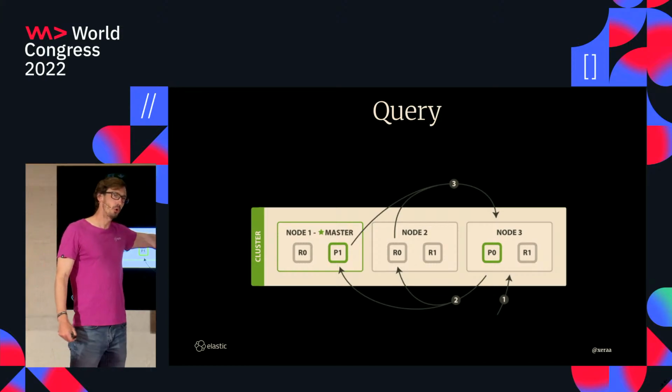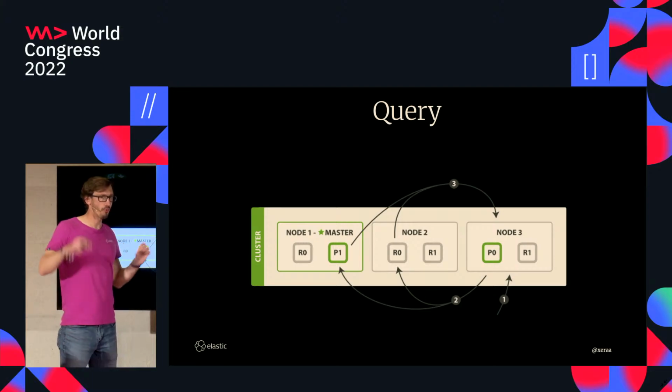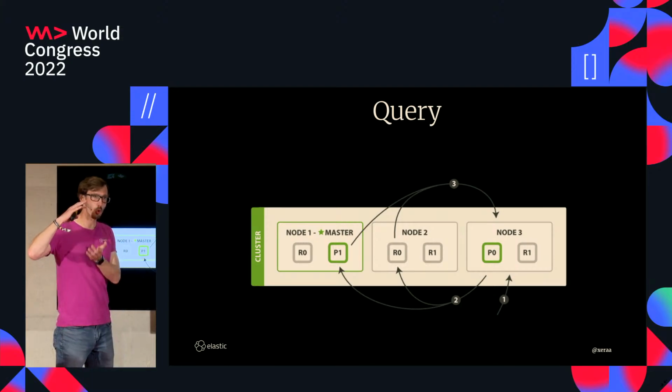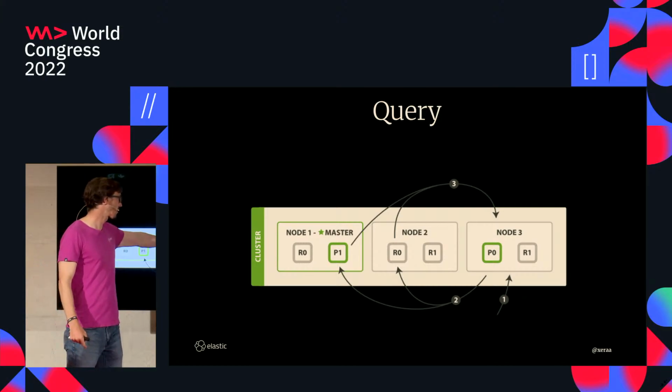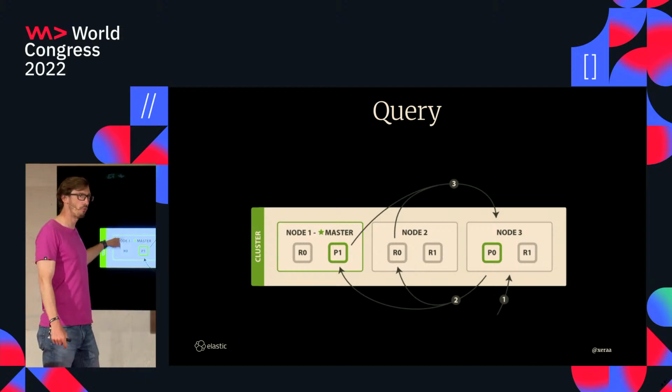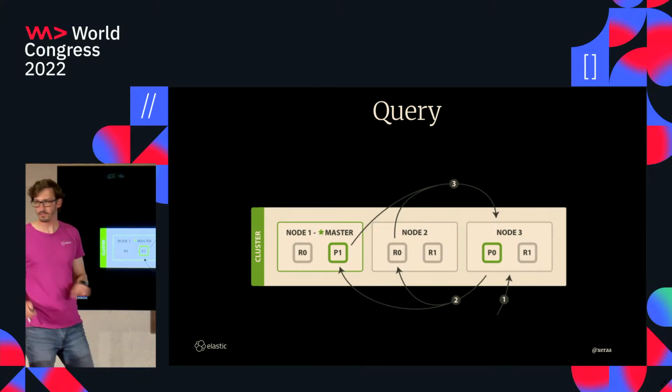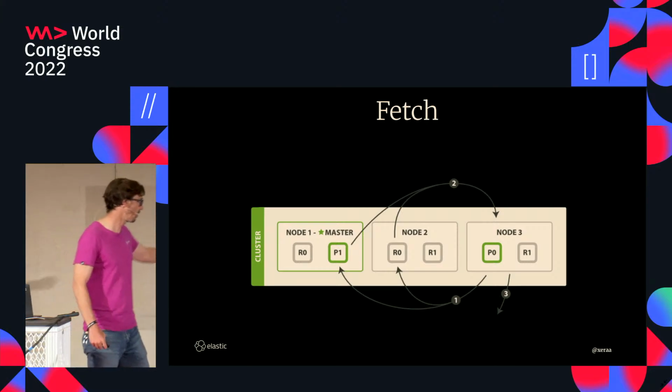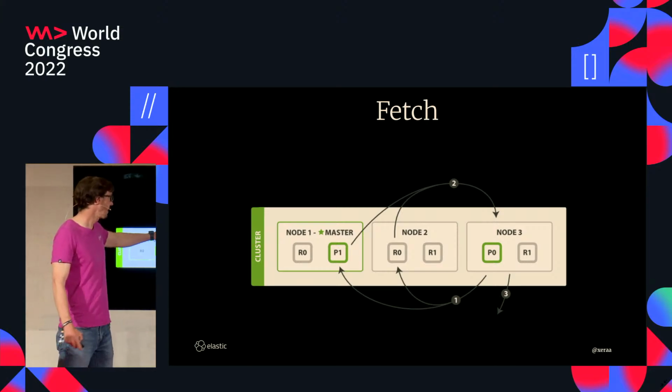The coordinating node will then say, "OK, overall I've got these top 10 scores. I'll fetch 3 documents from here, for example, and 7 from here, because these are the overall top 10 documents." And that is the second step. So this is the fetch step.